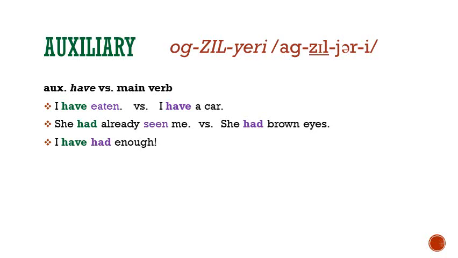But a third test is, it works in American English at least, if you're a native speaker, is that we can make a contraction out of aux have, but we wouldn't do that for main verb have. So we can say I've eaten, I've already eaten. In speech we do this all the time. She'd already seen me, I've had enough, but we don't make a contraction out of main verb have, so we don't say I've a car. But I think in British English they can do that, but Americans don't do that, so that's another test you can use.